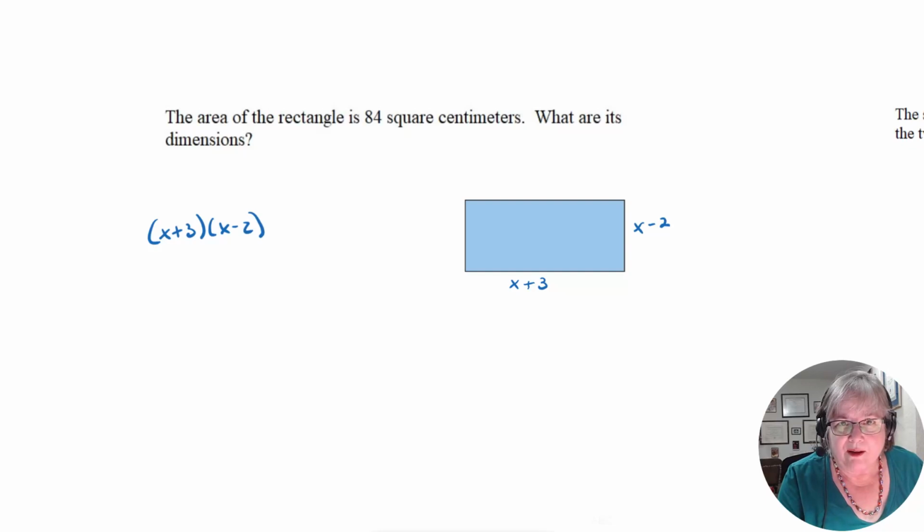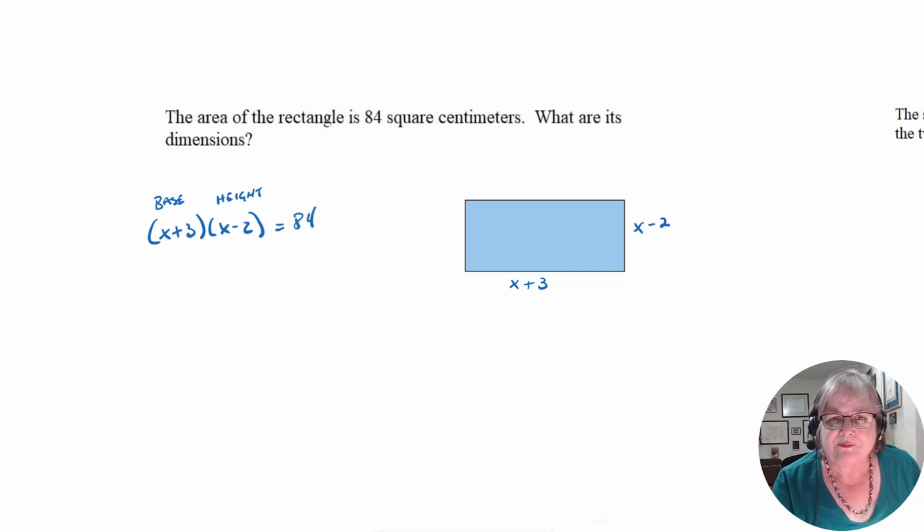this would be the area, right? This would be the base. This is the height, or you might think of it as the length and the width. But this turns out to be 84.